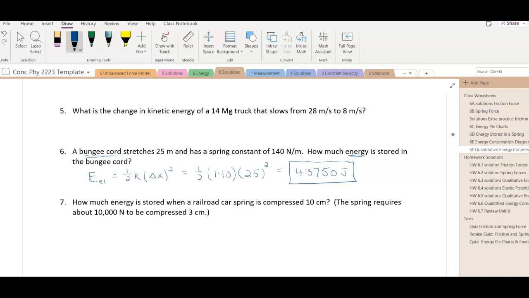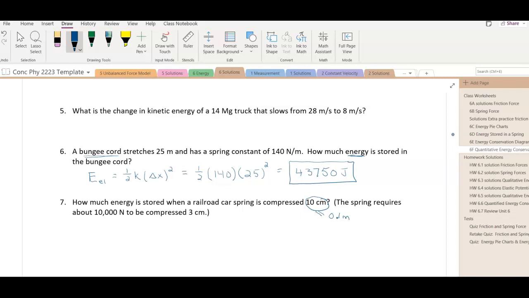Let's look at number 7 as well. Just do one more of these. Here it says how much energy is stored when a railroad car spring is compressed by 10 centimeters. So I need to convert this. 10 centimeters is 0.1 meters, right? 10 divided by 100 is 0.1 meters.